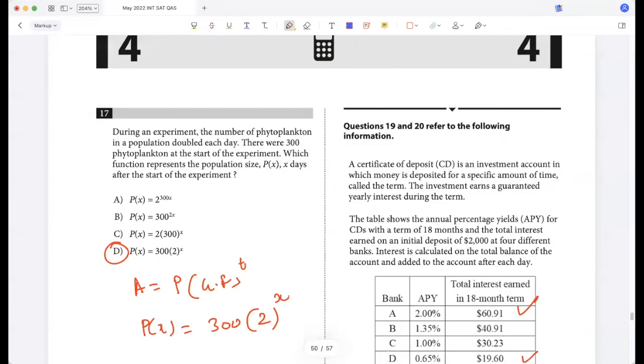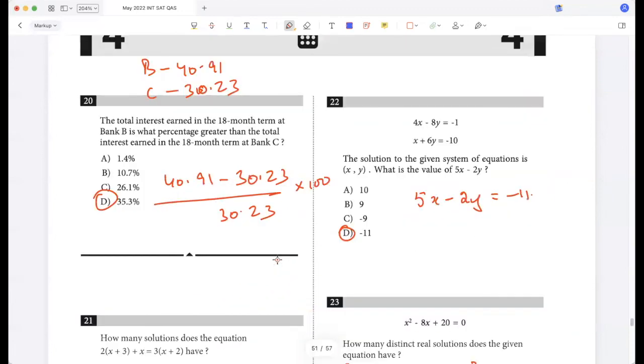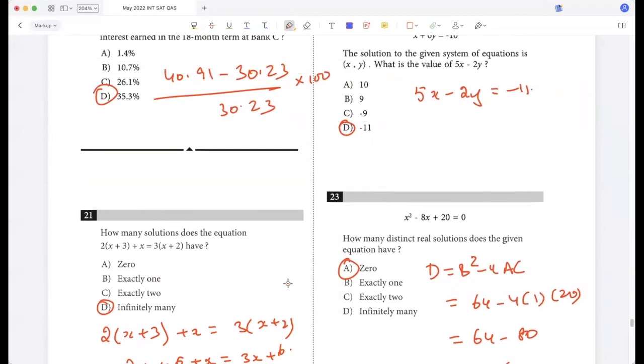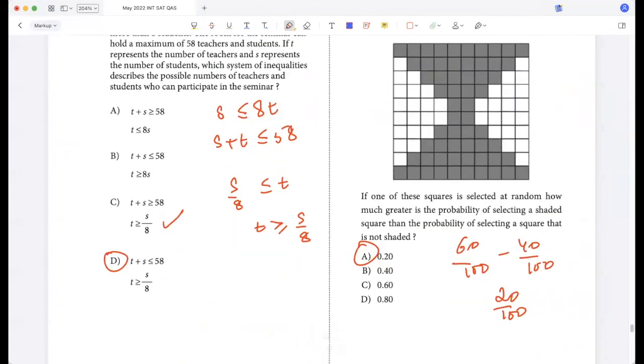Okay, 17 is D, B, C, D. 21 is D, D, A, D.